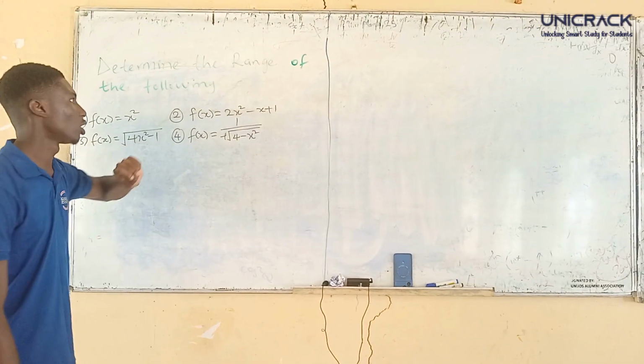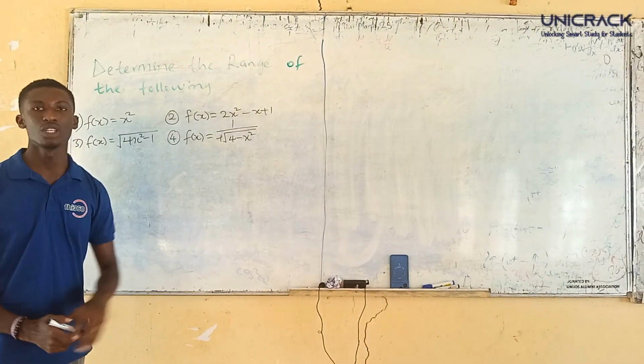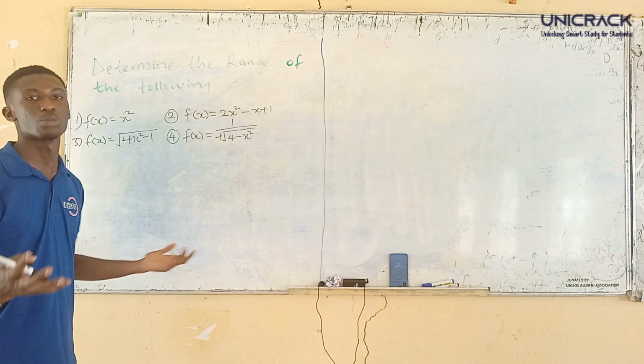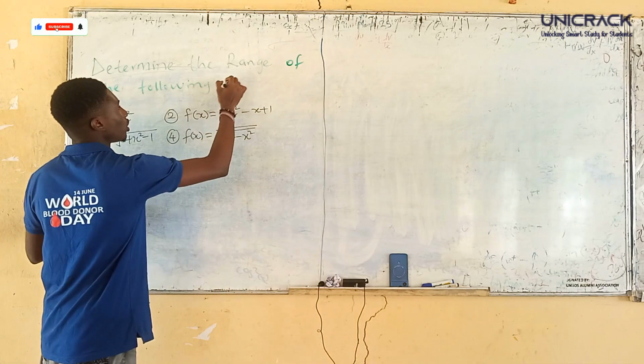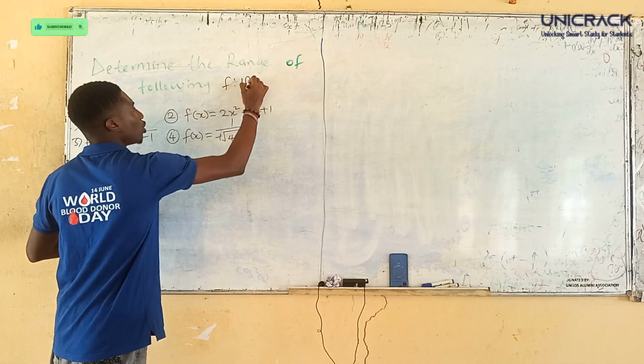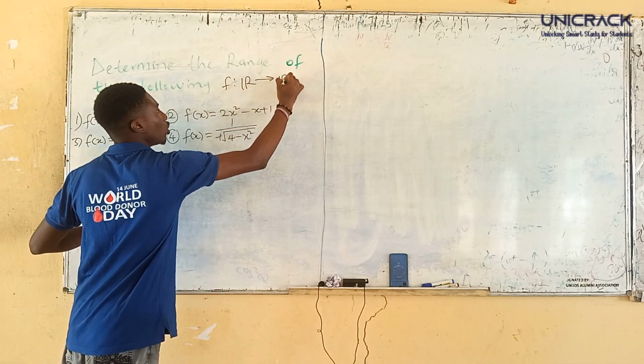Now, since we have this, in a situation where maybe you are not given, we would assume that the function is mapping from real numbers to real numbers.